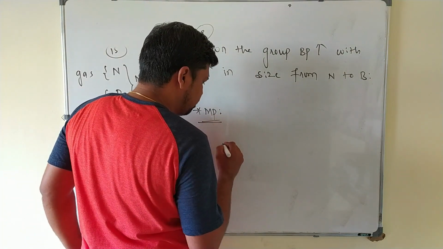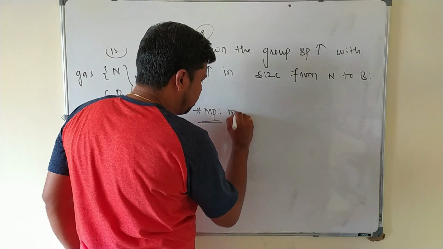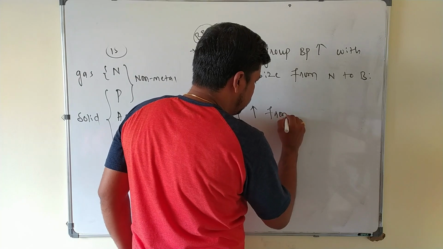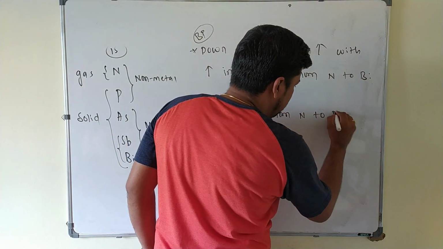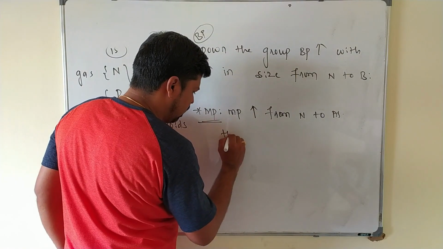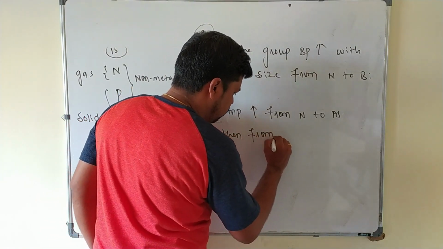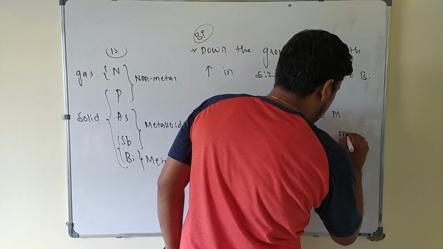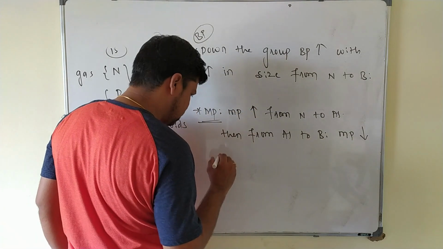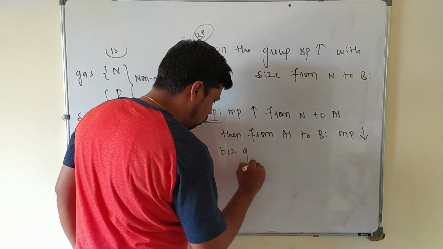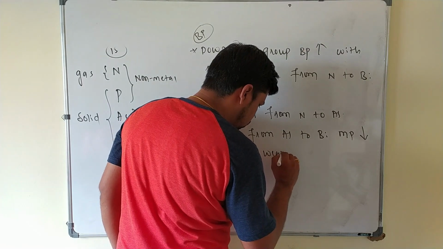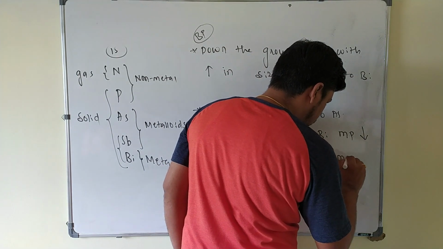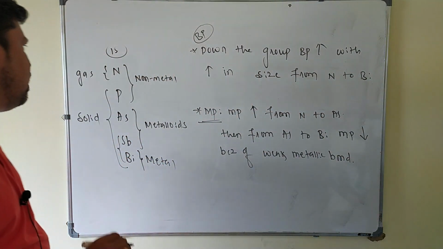The point is, melting point increases from nitrogen to arsenic, then from arsenic to bismuth, melting point decreases because of weak metallic bond.